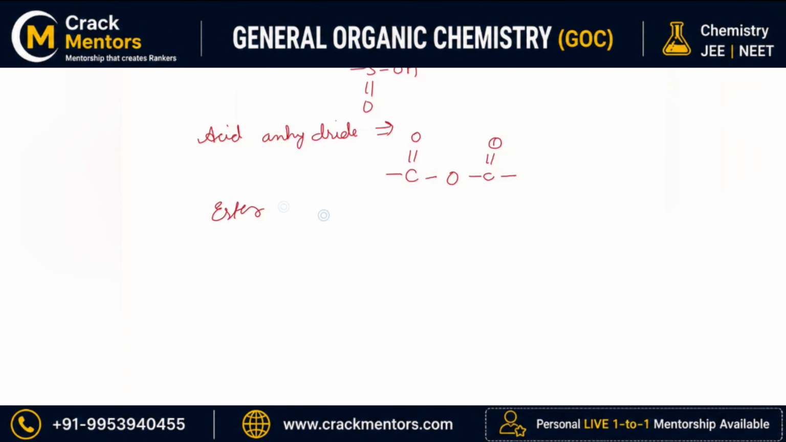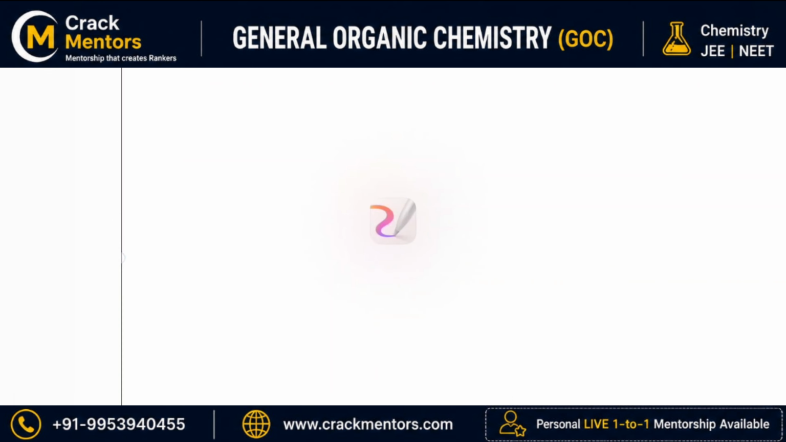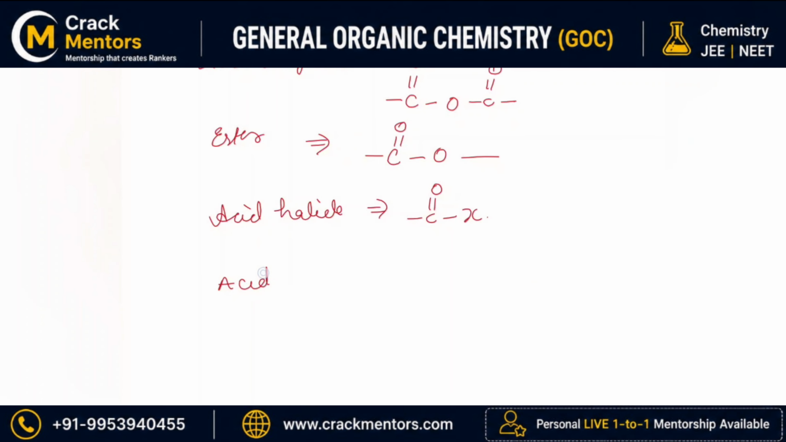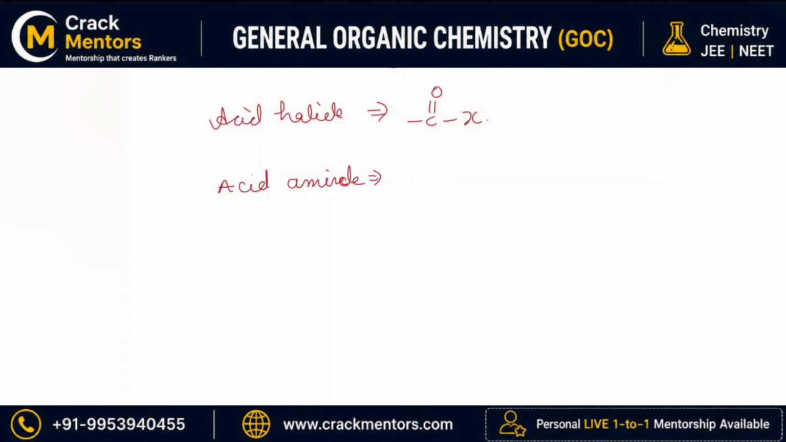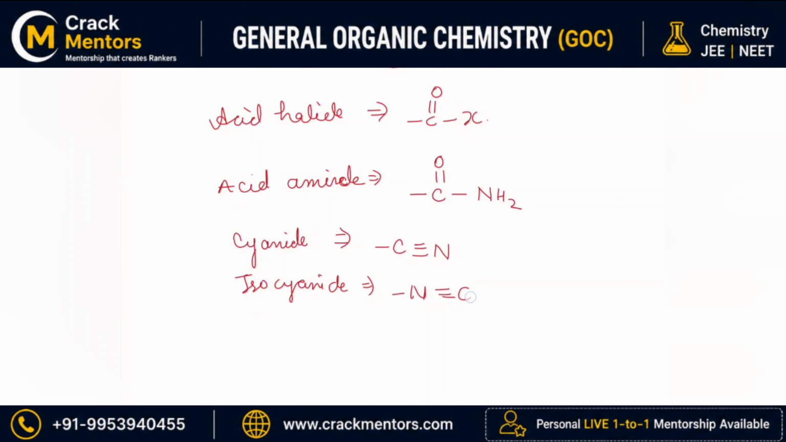Then comes ester. Ester is C double bond O, and here something will be attached. Then comes acid halide. Acid halide is C double bond O. A halide will be added here. Then comes acid amide. As the word is telling you, amide means NH2, right? So acid, that is C double bond O, amide, that is NH2. Now comes the cyanide. Cyanide is C triple bond N. And if I talk about isocyanide, so it will be N triple bond C, right?